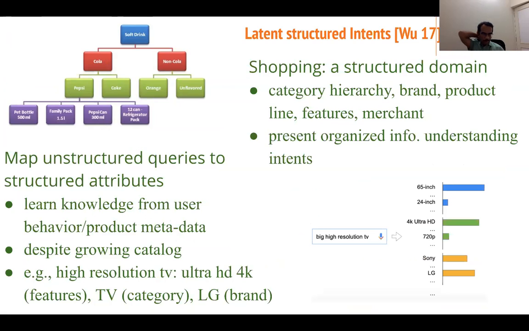So how do we map unstructured queries to structured attributes? You learn that knowledge from user behavior and product metadata despite a growing catalog. For example, "high resolution TV" is Ultra HD 4K in terms of features, TV in terms of category, LG in terms of brand. So the data set is composed of millions of items and user queries along with the click responses, which helps learn the query attribute mapping.